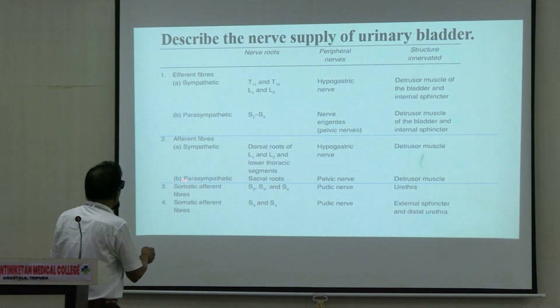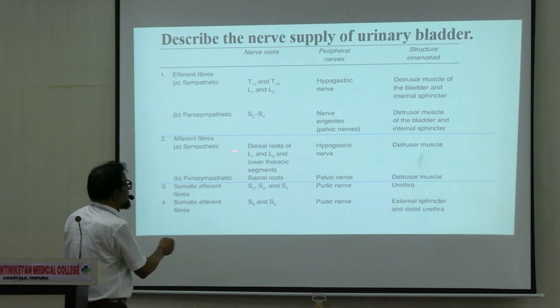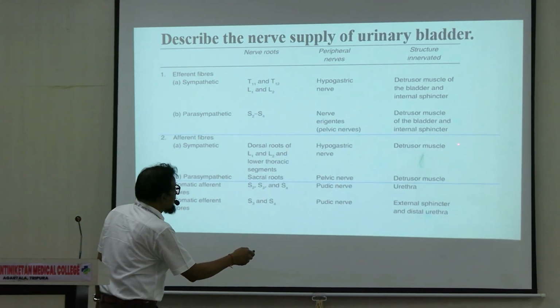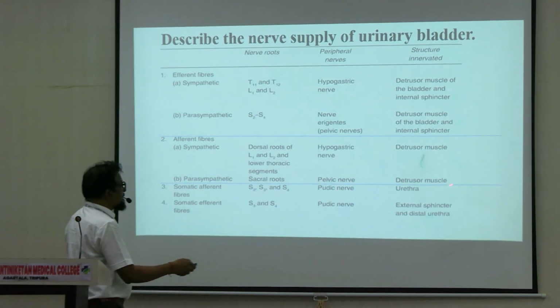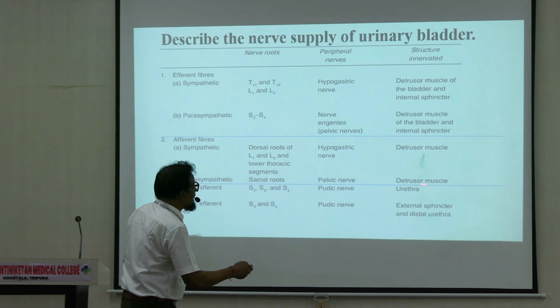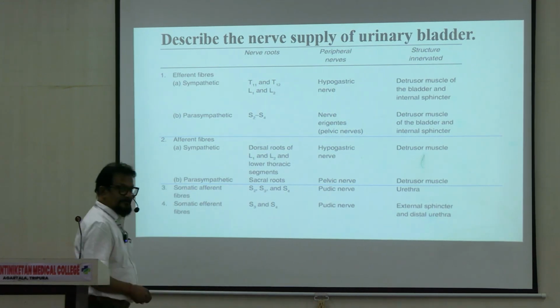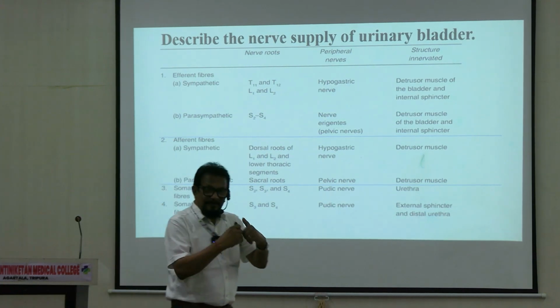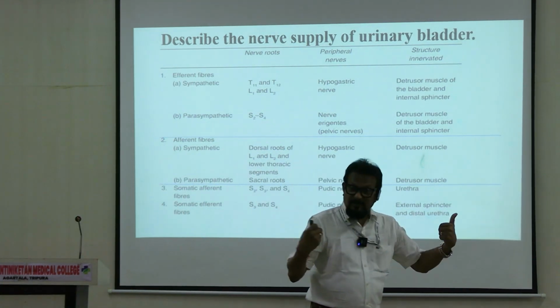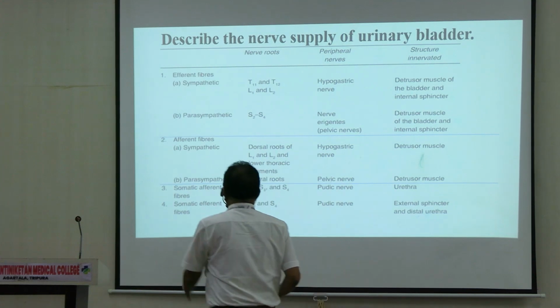Here, parasympathetic nerve, what they supply is that same detrusor muscle and internal sphincter. Okay, now the afferent fibers. Sympathetic, they are taking information from the detrusor muscles. Parasympathetic, they are also bringing information from the detrusor muscles. Means stretching. They will give information about the stretching, how much it has been stretched. Okay, and the somatic one.